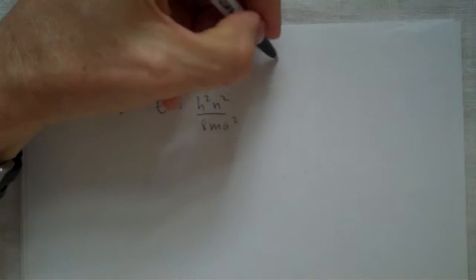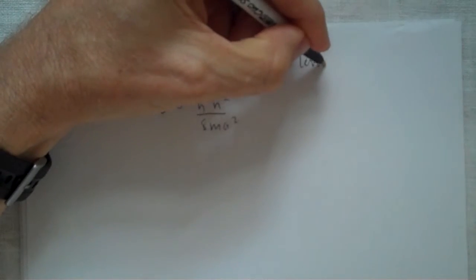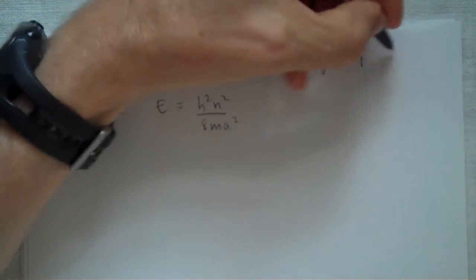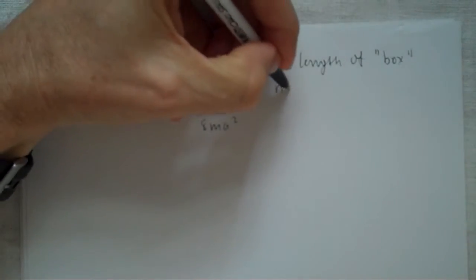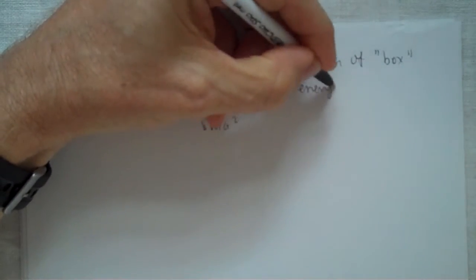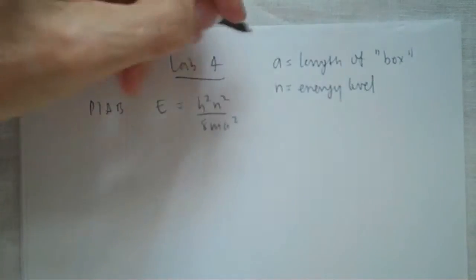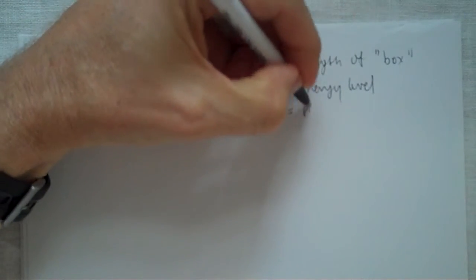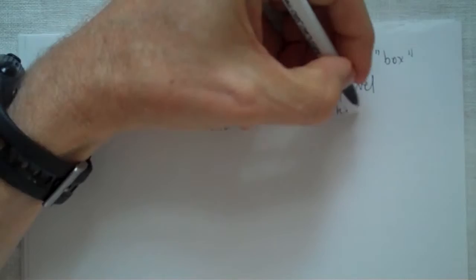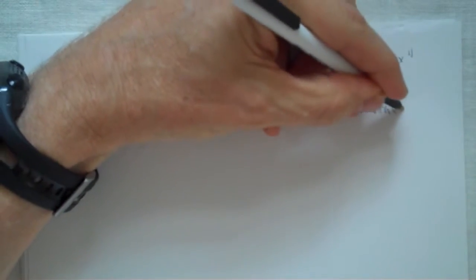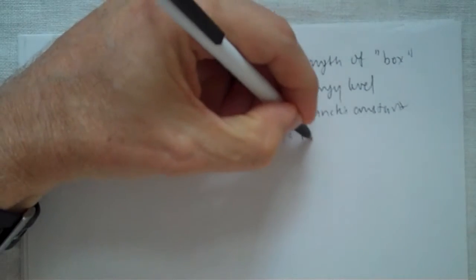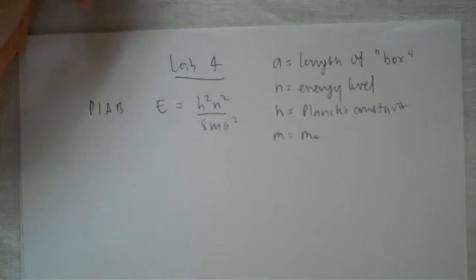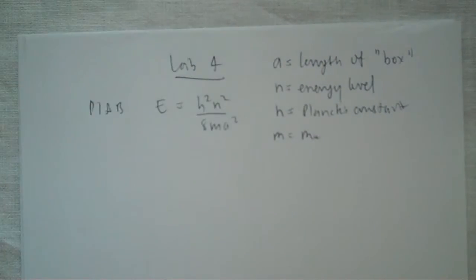Okay, where a is the length of the box, n is the energy level, h is Planck's constant, of course, and m is equal to the mass of the electron. So this is the energy. This is really cool stuff.